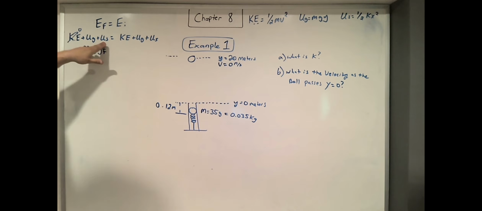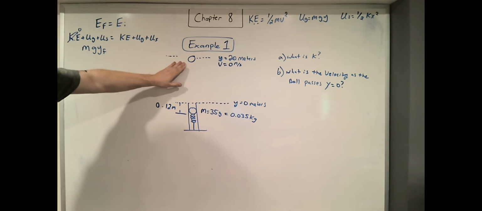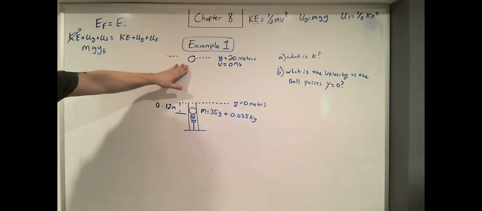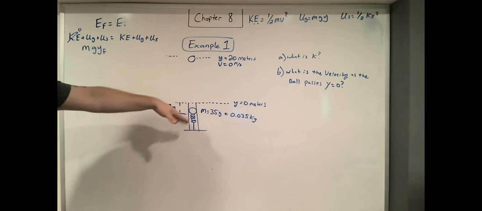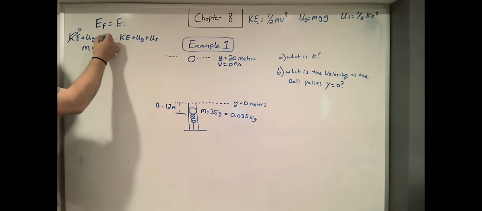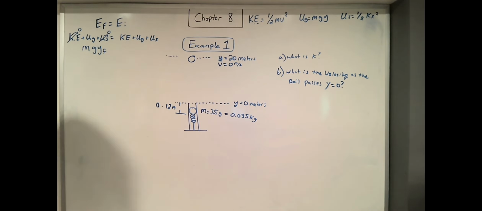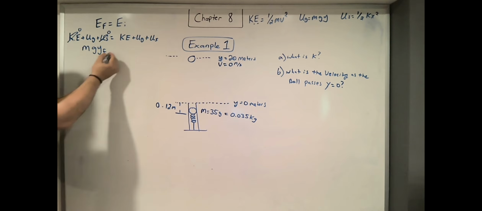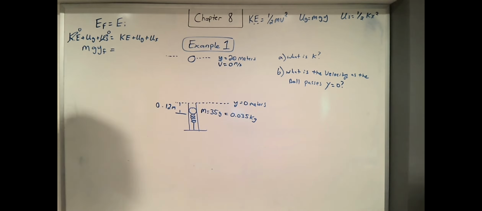Now I go spring. Do I have spring energy when the ball is up here? And the answer there is no. When the ball is up here, there's nothing compressing the spring anymore. There's no more spring energy to have. So that one is also a zero, which just leaves me with mg y final.